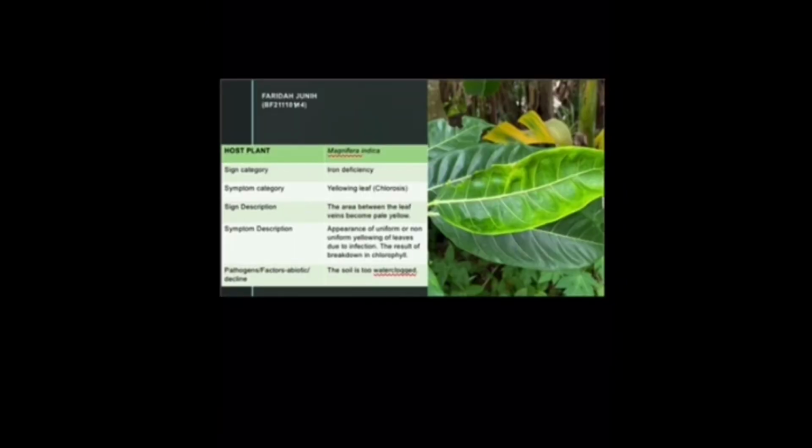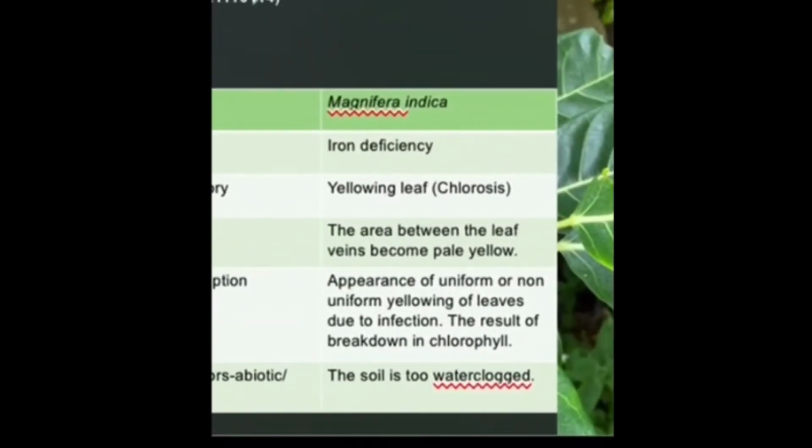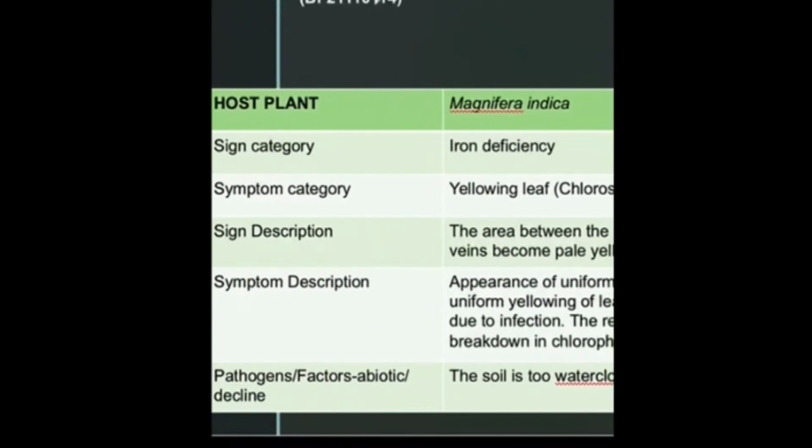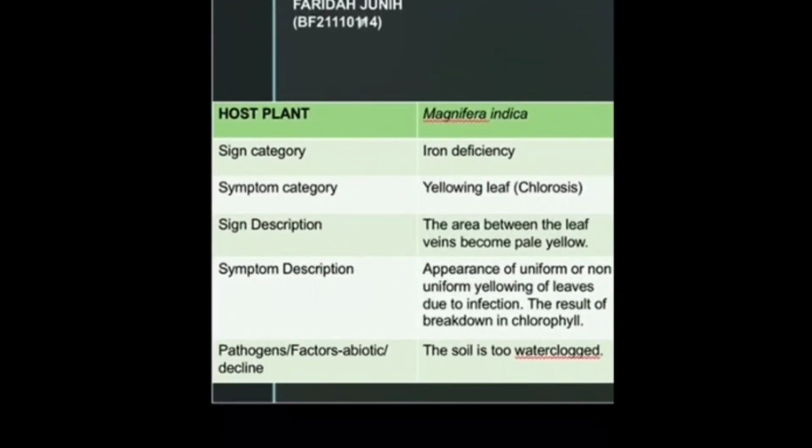The second picture shows a host plant named Mangifera indica. Mangifera indica has a sign category of iron deficiency on the leaf. The symptom category for this plant is yellowing leaf, from the group chlorosis. And the sign description for this diseased plant is that the area between the leaf veins becomes pale yellow.